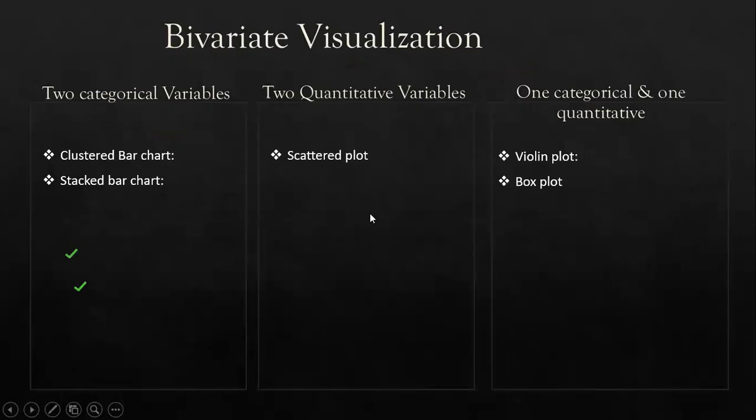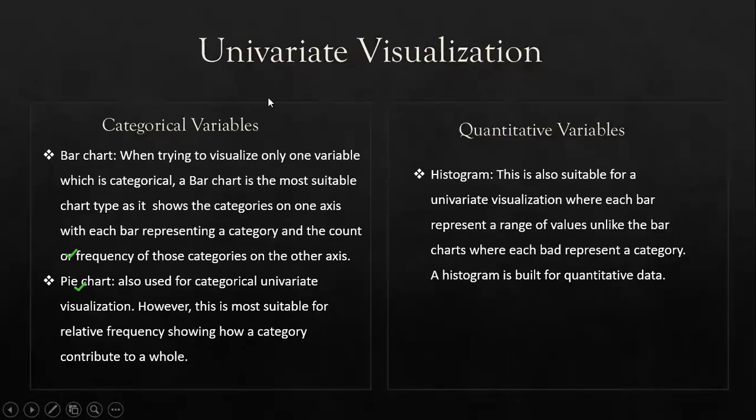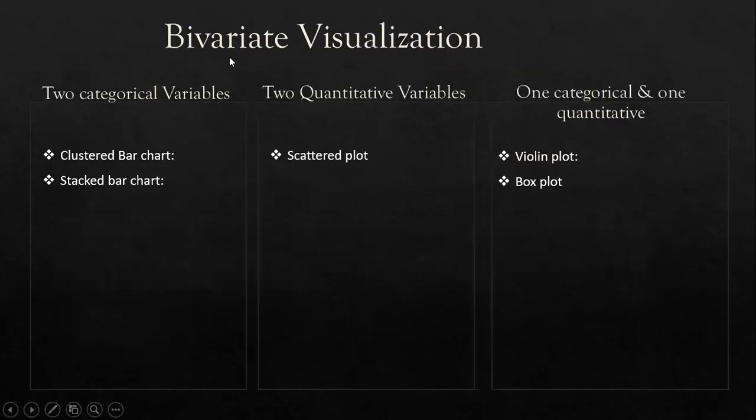Now, remember we are talking about univariates here. What kind of chart are you going to use for univariates? You can use a bar chart, a pie chart, a histogram. All these ones will handle the data for you very well. Now, let's talk about bivariates. What kind of charts can you use for bivariates? When you're talking about two columns, two categorical variables, you're going to use a clustered bar chart and a stacked bar chart.